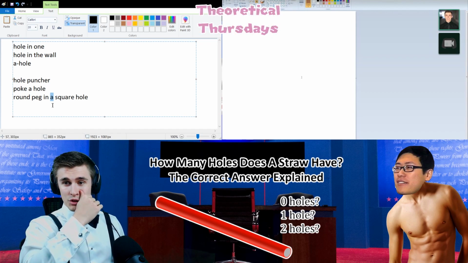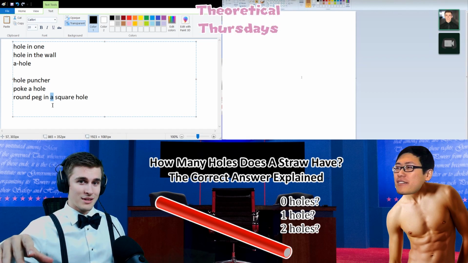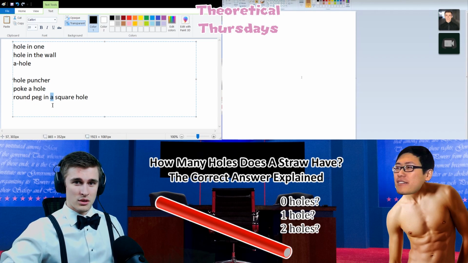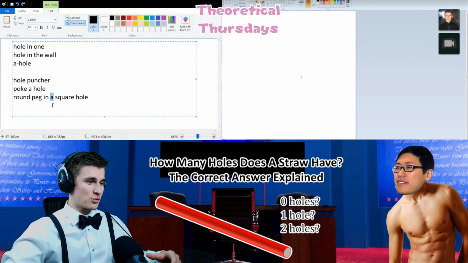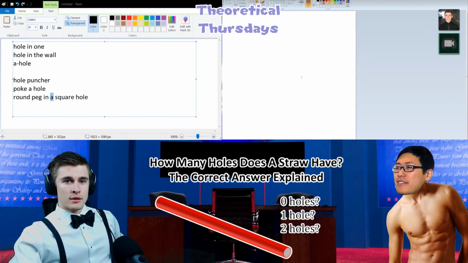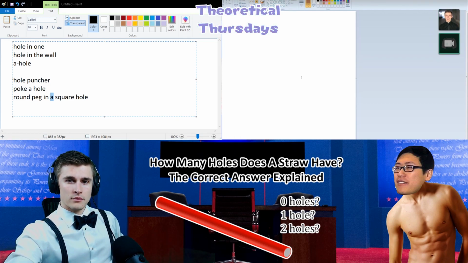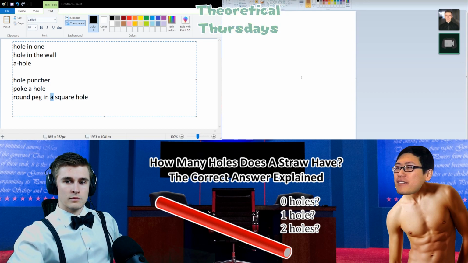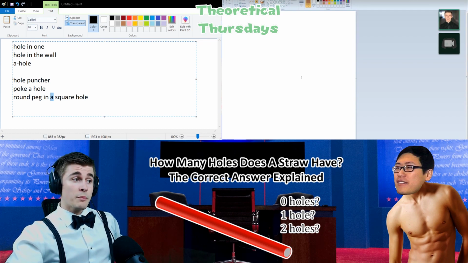So I think what you have to do, when arguing this, is ignore the English language and focus on the actual mathematical definition of a hole. I don't think anyone would argue that a hole in one or a hole in the wall is not a hole. A lot of people still consider those things holes, and it's not that they're, by definition, not holes. Yes, people would say they're holes.